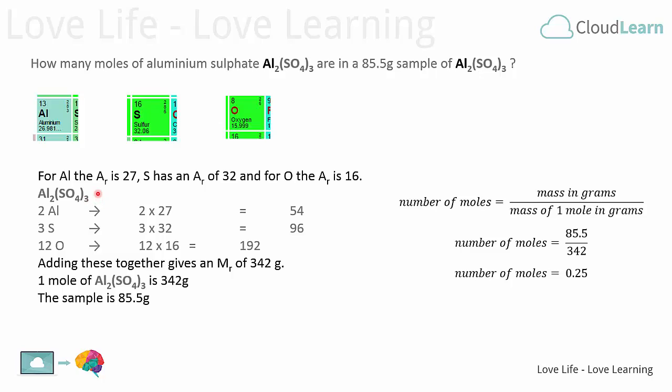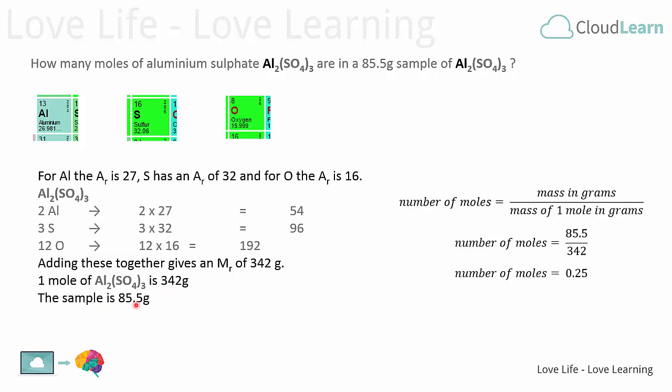Now the oxygen is a bit trickier because we have 3 sulfates, but each sulfate has got 4 oxygens. So in all we have 4 oxygens, 3 sulfates, that's 4 times 3, giving 12 oxygens. And 12 times 16, the atomic mass of oxygen, gives us a number of 192. Now when we add these 3 numbers together, the 54, the 96 and the 192, we get 342 grams. So what that is telling us is that 1 mole of aluminium sulfate is 342 grams.